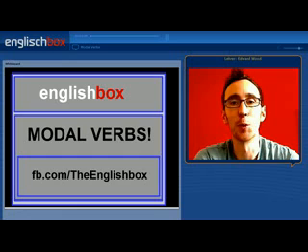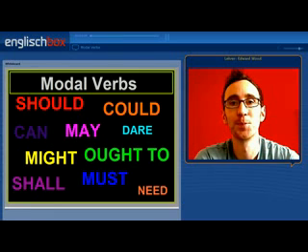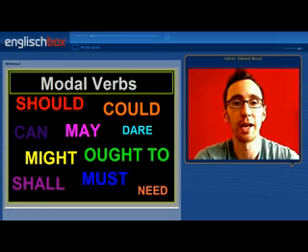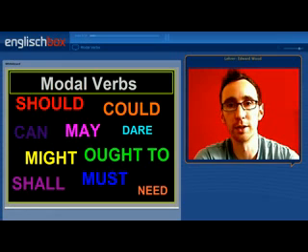Today we are going to talk about modal verbs. On the whiteboard in front of you, we have some examples of modal verbs. We have should, can, may, could, might, ought to, shall, must, dare, and need. Some of these examples are better than others.